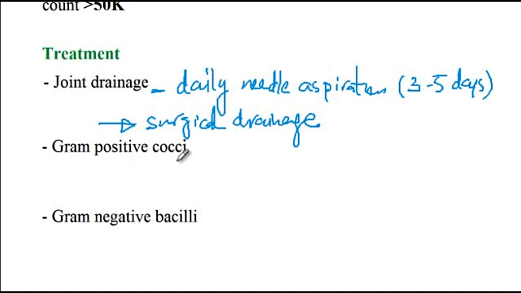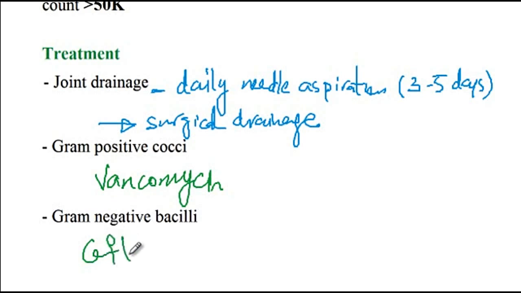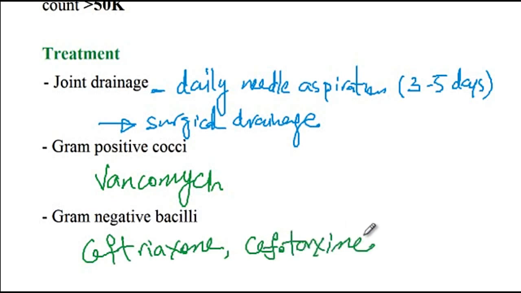So if there are gram-positive cocci, since we know that Staphylococcus aureus is the most common causative organism, then you should consider starting the patient on vancomycin. On the other hand, if there are gram-negative bacilli, then you should start treatment with the third-generation cephalosporins, like for instance ceftriaxone or cefotaxime. And that concludes our discussion of different forms of joint diseases.